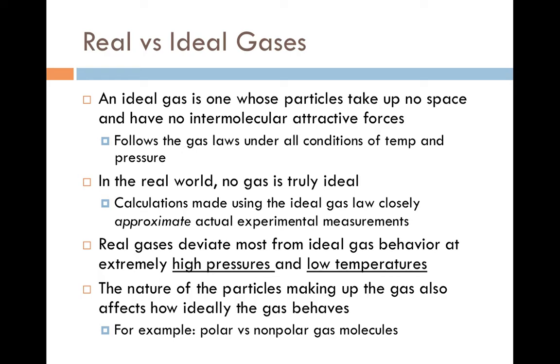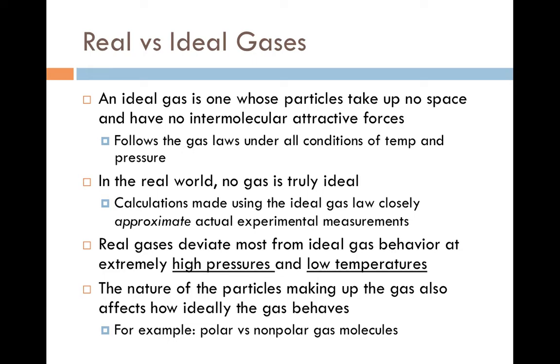They take up no space, they have no attractive forces, they don't affect each other at all. These are what follow the gas laws under all conditions. But of course, in the real world, no gas is truly ideal. All calculations we make with the ideal gas law are approximations, like you've seen over and over again this year. Just because the theoretical value should be X doesn't mean that during an experiment you're going to get that number. We call the real world gases real gases, so it's an ideal gas versus a real gas.